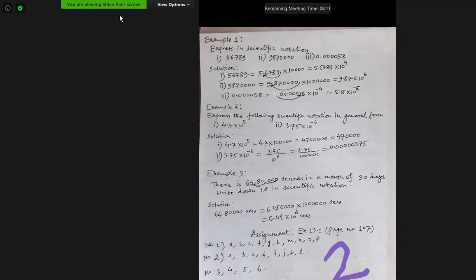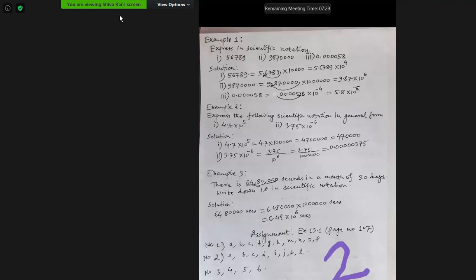Again, if you multiply 9.870000 into 10 lakh, it becomes the same, 9870000. So the extra zeros in 9.870000 you can remove, they have no value. You can ignore them and just write 9.87 into that. 10 lakh means 10 to the power 6. Finished.